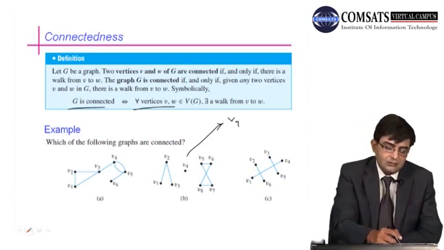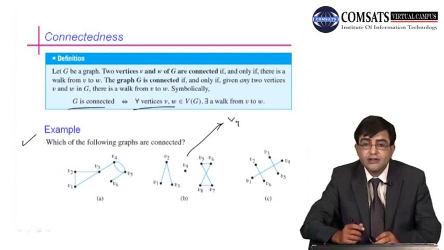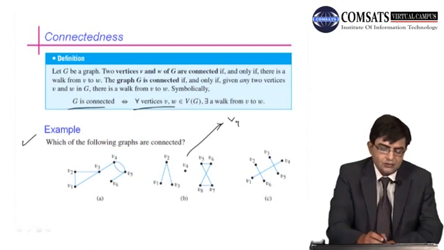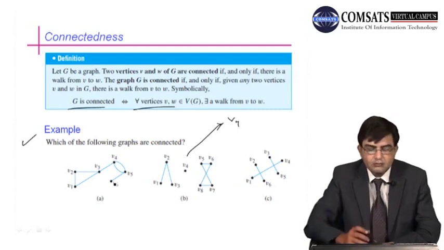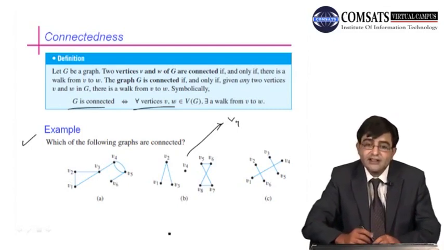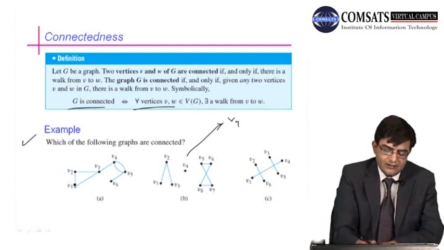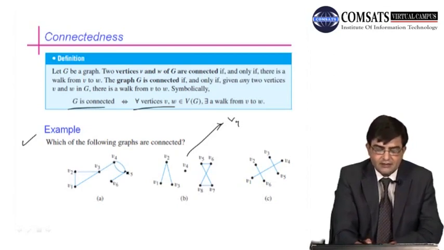For example, here we investigate whether the following graphs are connected or not. In the first graph, if we choose any two vertices in this graph, there is a walk from the first vertex to the second vertex. For example, here you choose v2 and v6, so there is a walk from v2, v3, v4, v5, v6. There is a walk.